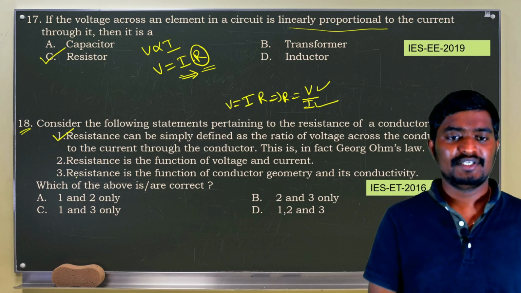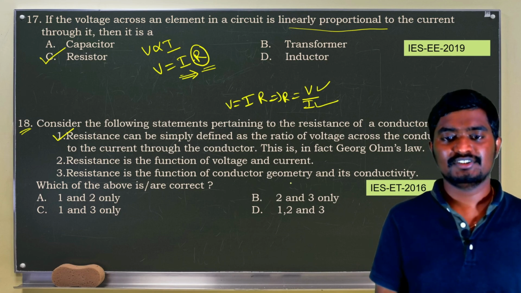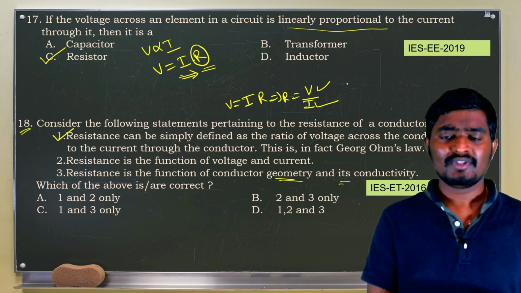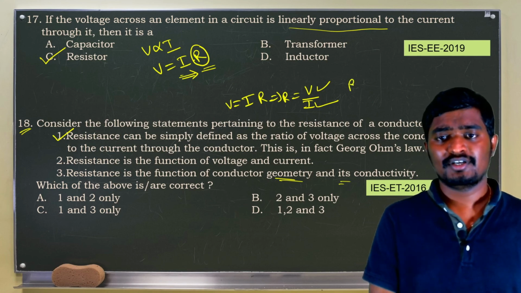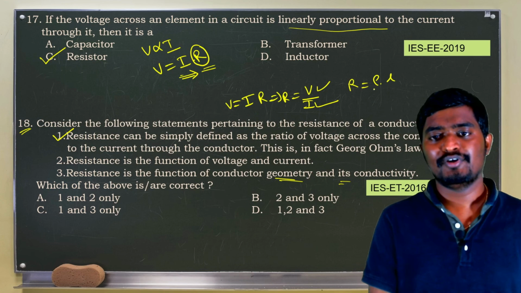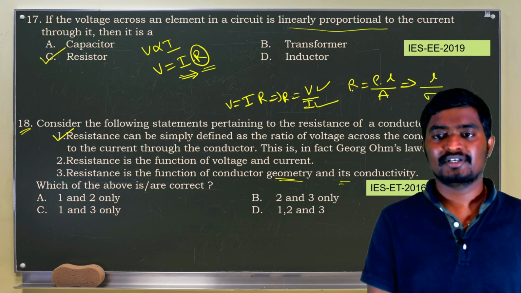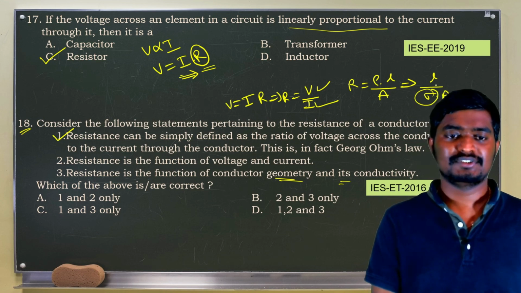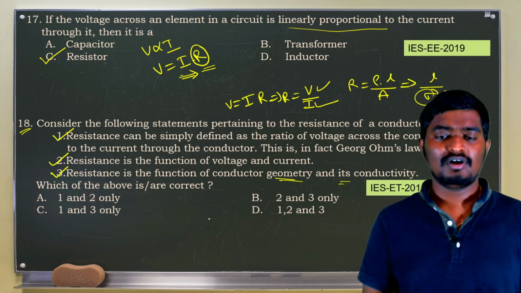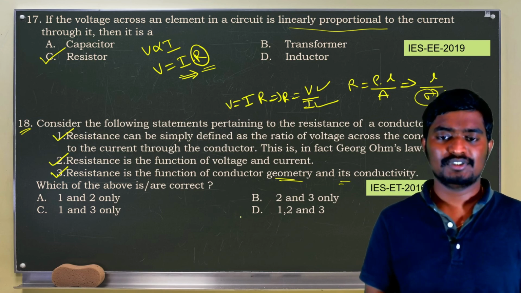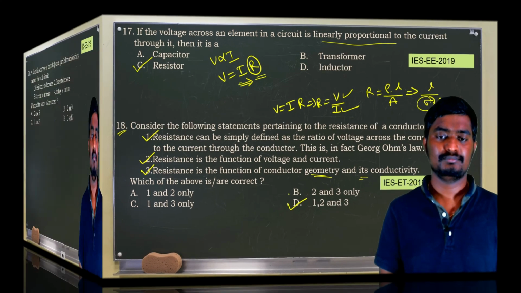Statement number 3. Resistance is the function of a conductor geometry and its conductivity. The resistance value of a conductor R equal to rho into L divided by A. In conductance form, it can be written as L by sigma into A. Resistance of a conductor depends on its conductivity and its physical dimension. So statement number 3 is also correct. So all statements are correct. When you look at the options, option D is the correct option.